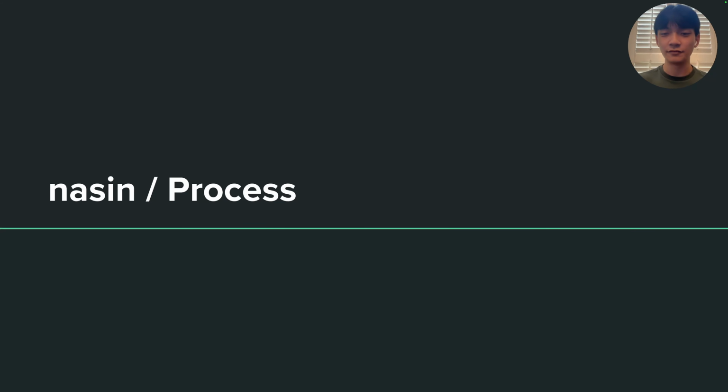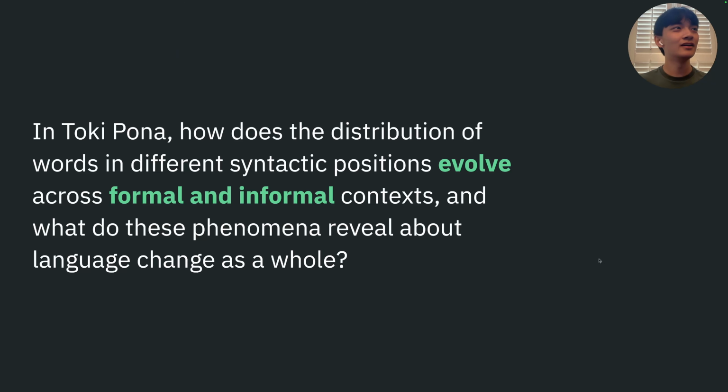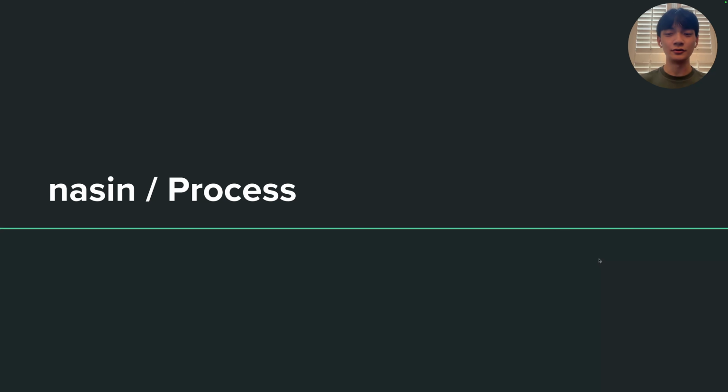A few people have brought up in this gloss, I have TR for transitive. You could also analyze it as accusative or stuff like that. Yeah, that is debatable.